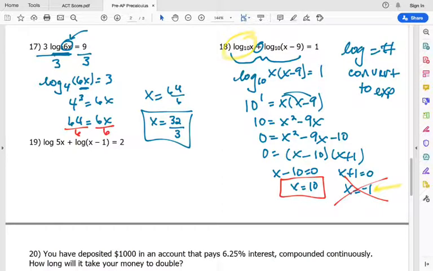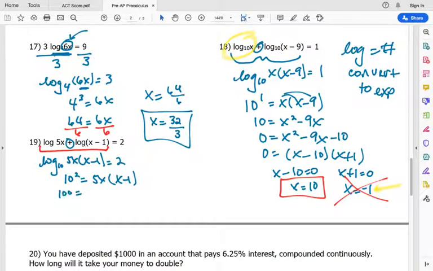Okay, one more problem. On number 19, we're going to combine these to be one log. And when you combine them, because of this plus, we'll multiply them. So it'll be log, and that's understood to be base 10, even though it's not written. And then that's going to be 5x times (x minus 1) equals 2. Now I'm going to convert it to an exponential function. So that becomes 10 squared equals 5x times (x minus 1). Okay, simplifying this, I get 100 equals 5x squared minus 5x. Move everything over to the same side so it's equal to 0, and I can factor.